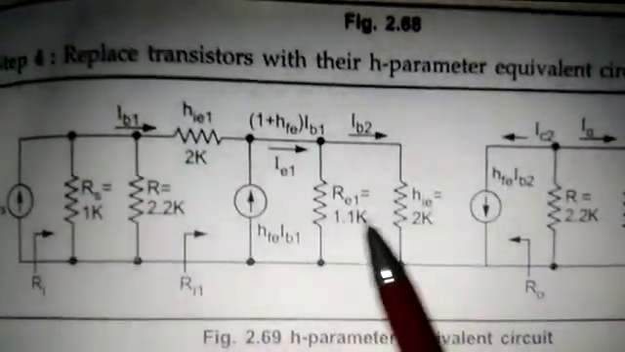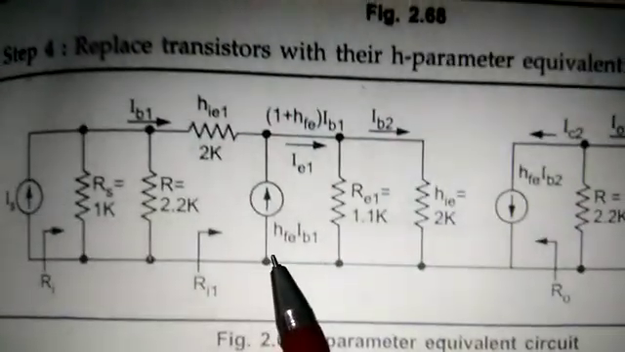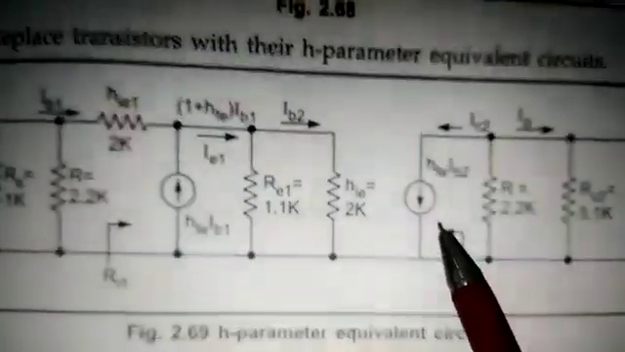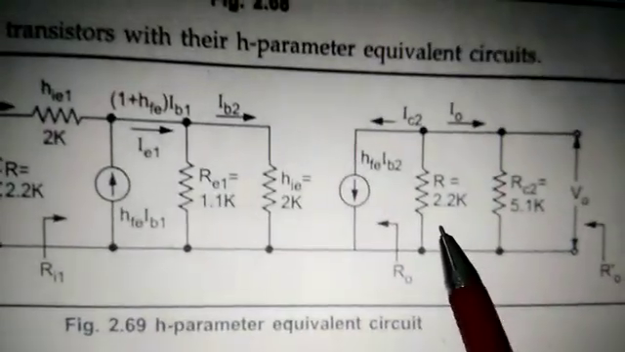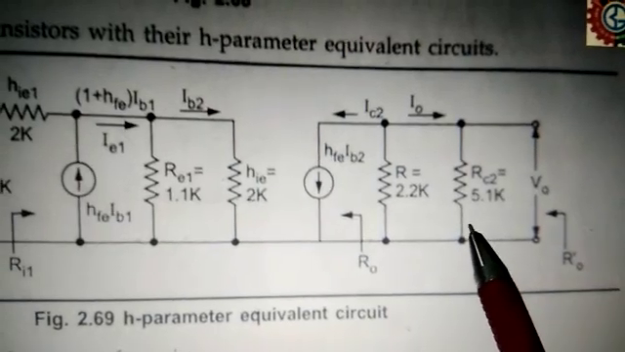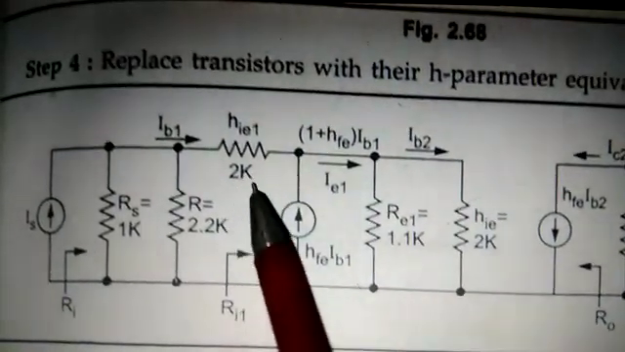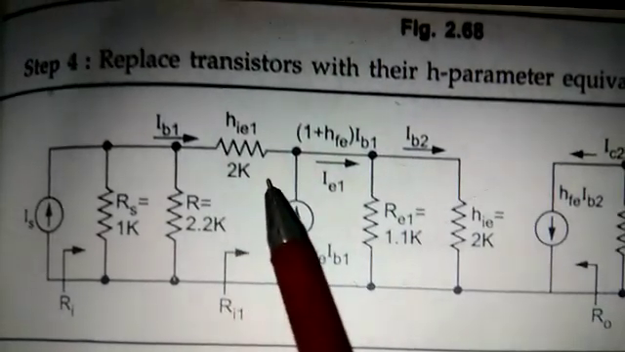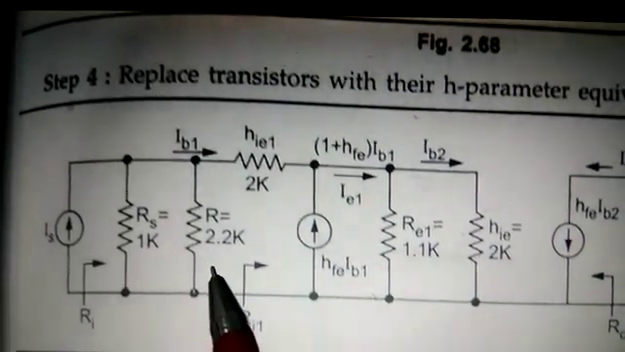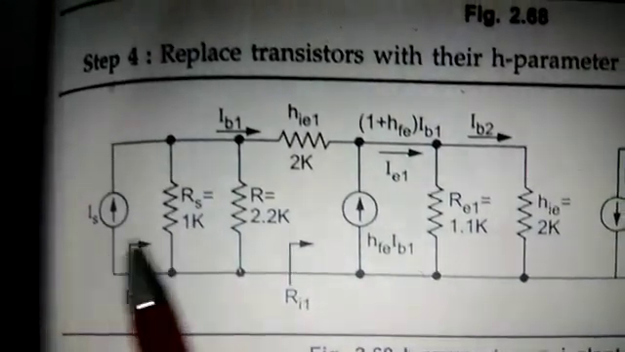This is the RE1 parallel to HIE, and this is the current source HFE into IB1. This is the current source HFE into IB2 of the second transistor, and this is the feedback resistance 2.2 kilo ohm, and this is the collector resistance 5.1 kilo ohm. Similarly, this is the resistance connected here, 2 kilo ohm, and this is the feedback resistance 2.2 kilo ohm, and this is the Norton equivalent.